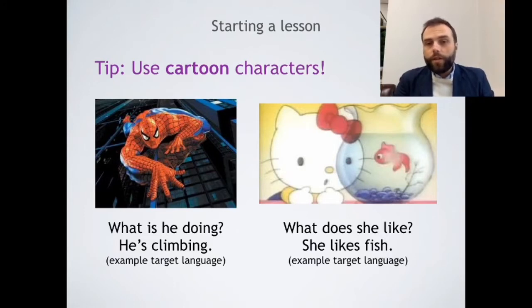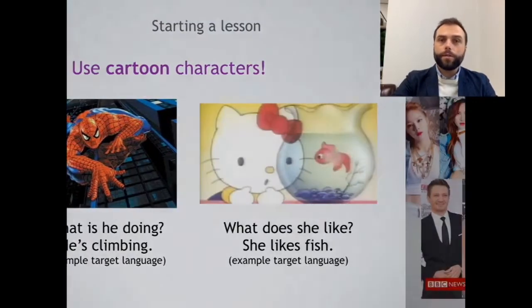On the other side, we've got Kitty. And we've got some example target language here. What does she like? She likes fish. Okay, so there's an example of the target language. You might have a few different characters that like different things, and you might talk about what things they like. So you might have Pororo, Kokomang, some fun characters, and link each character with something that they like. And then you could start using this target language to introduce the expressions in the lesson. Okay, so use cartoon characters.